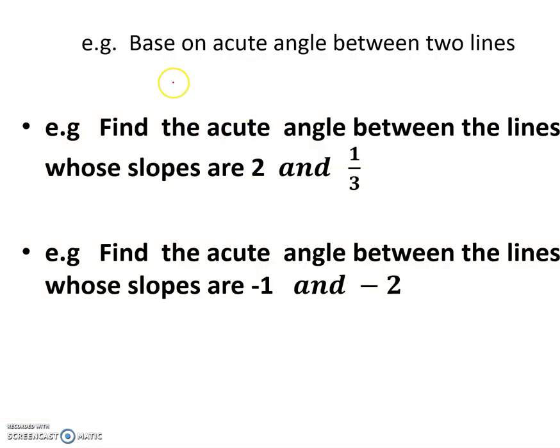So, you must find the example based on the acute angle between two lines. Find the acute angle between the lines whose slopes are 2 and 1 upon 3. Find the acute angle between the lines whose slopes are -1 and -2.